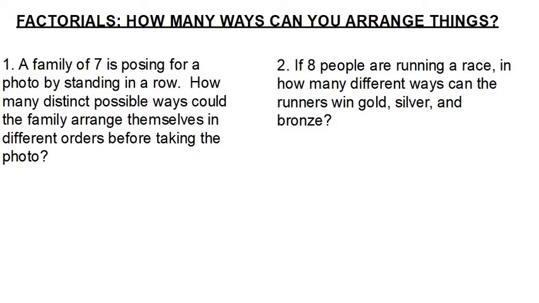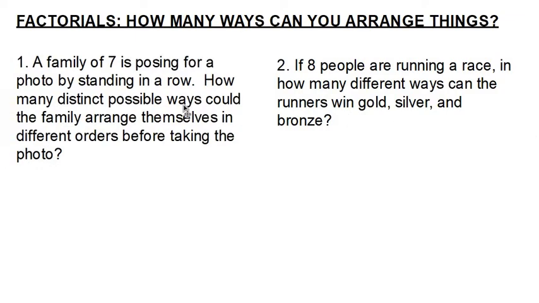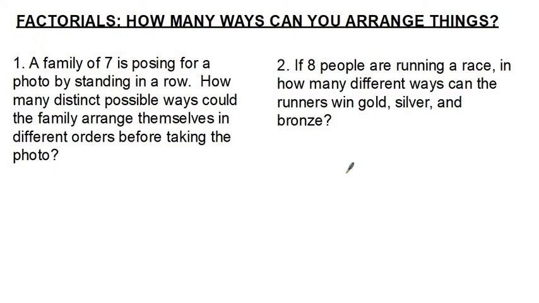Before I tell you what this is or what it means, let's actually answer these two questions, and I think it will make more sense when we do that. So the first question says, suppose you have a family of 7 that's posing for a photo by standing in a row. How many possible ways could they arrange themselves in different orders before taking the photo?